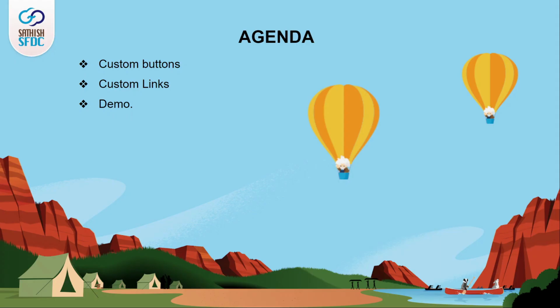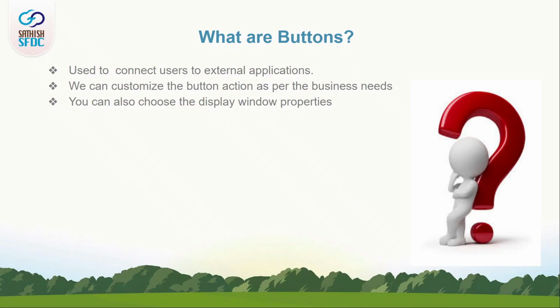Agenda of this video is to know about the buttons and links in Salesforce. What are buttons and links? Custom buttons and links can connect users to external applications such as web pages and launch custom links. We can customize the button action as per the business needs. Once you assign a function to the custom button, you can perform that function by simply clicking that custom button.